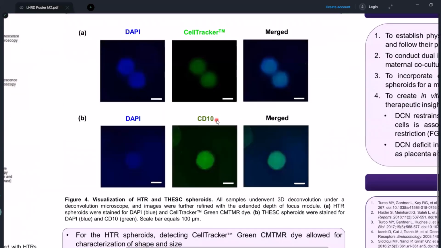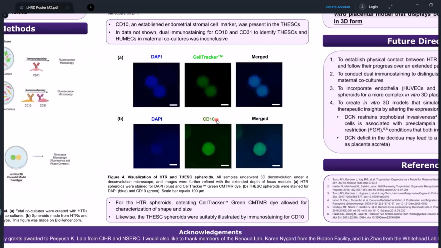We also visualized our spheroids with cell-specific markers under a deconvolution microscope. For the HTR spheroids, cell tracker green dye allows for characterization of spheroid shape and size, and likewise immunostaining for CD10 allows for visualization of T-HESC spheroids.